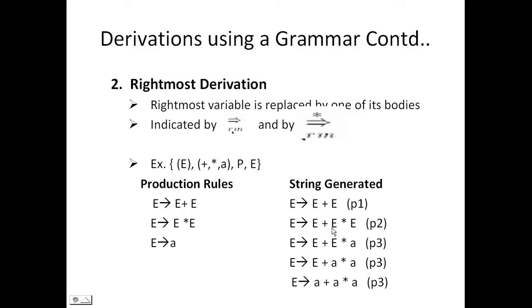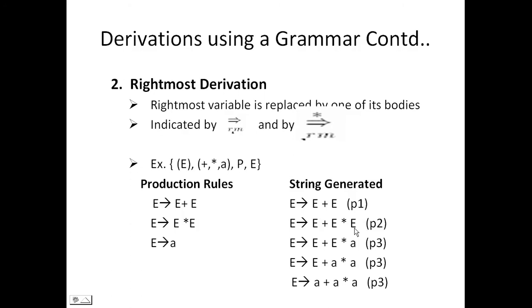So replace this E with the product, because we are interested in a into a. Plus is already there, now we want the into symbol. So which rule is giving that? The second rule. So we will replace the rightmost E with the second production rule, E into E. So we will get E gives E plus E into E.